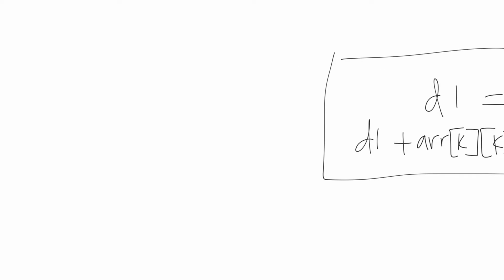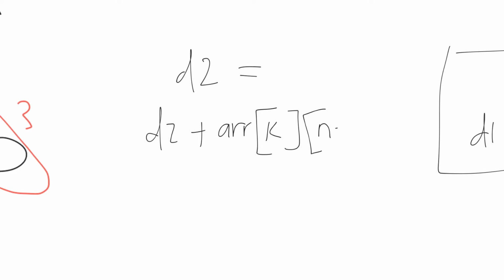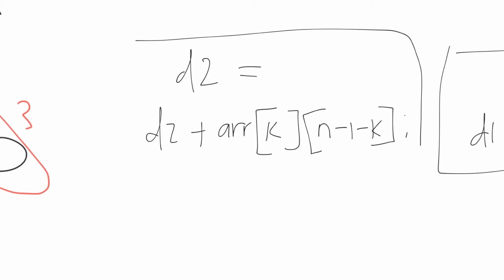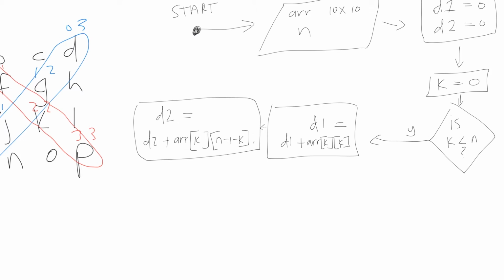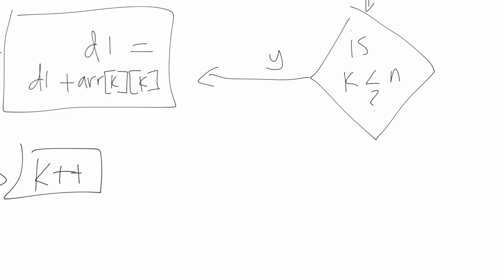The next one is for D2, which is slightly more complicated. D2 is equal to itself plus our array, where the row starts at 0 but the column starts at n minus 1 minus k. So when k is 0, if n was 4, this would be 4 minus 1 is 3, minus 0 is still 3. As k increases, the row increases linearly, so 0, 1, 2, 3, and the column decreases linearly, so it goes 3, 2, 1, 0. So we've got the two diagonals counting up, and then we just finish up the for loop with k++, and that carries through.